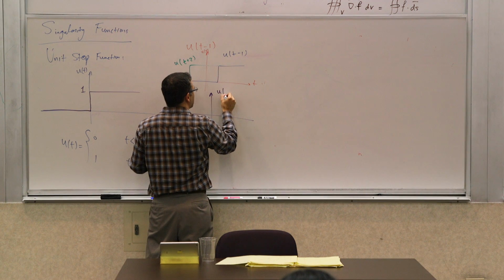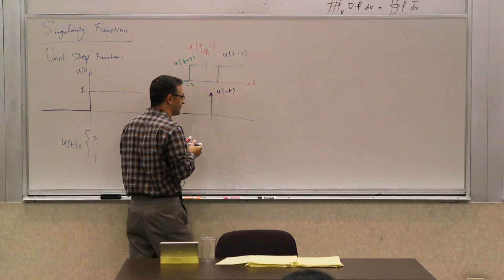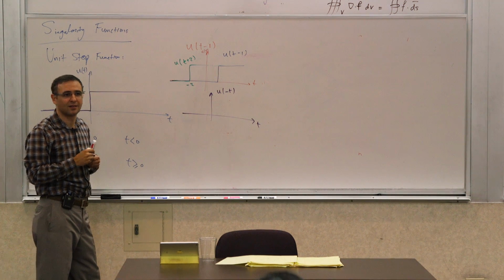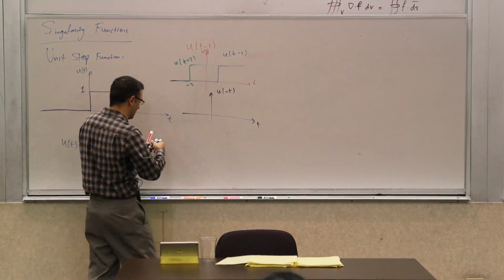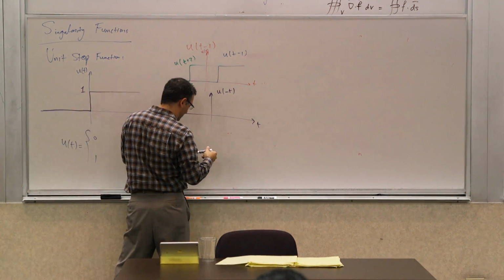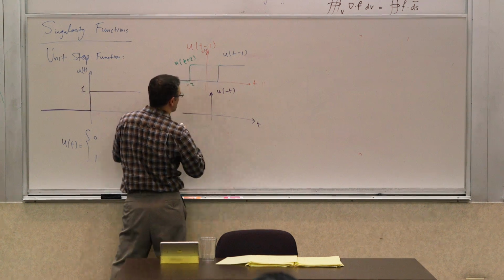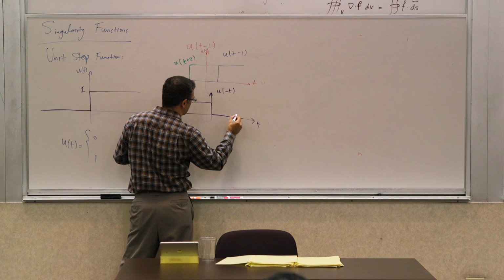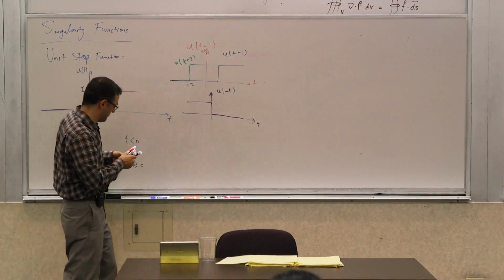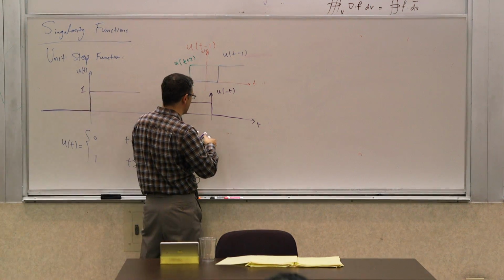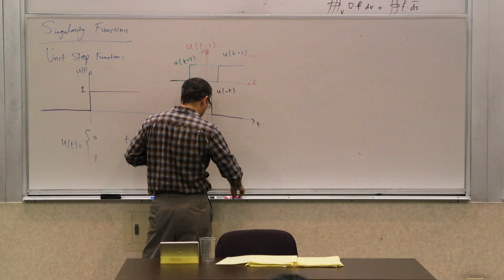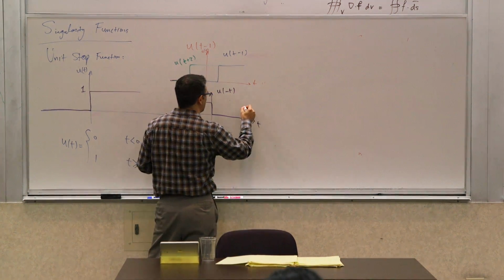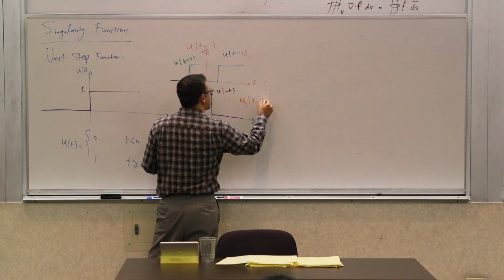What is u of minus t? What does it look like? It flips, yeah, exactly, it's the mirror image. It flips horizontally. So this is u of negative t. If you get this next one right, then you're good. So what is u of 1 minus t?